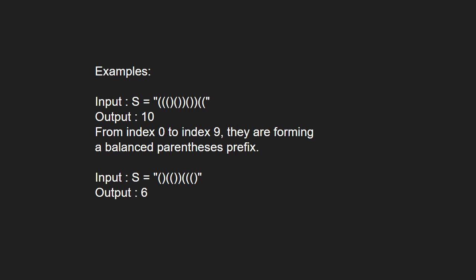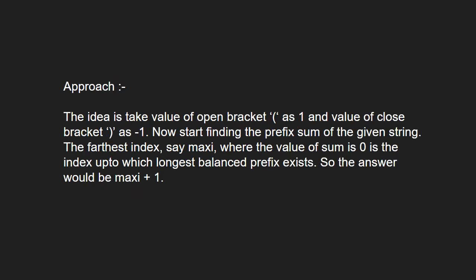Next, let us have a look at the approach. The idea is to take the value of an open bracket as 1 and the value of a closed bracket as minus 1. Then we start finding the prefix sum of the given string. The farthest index, say max I, where the value of sum is 0, is the index up to which the longest balanced prefix exists. So the answer would be max I plus 1.